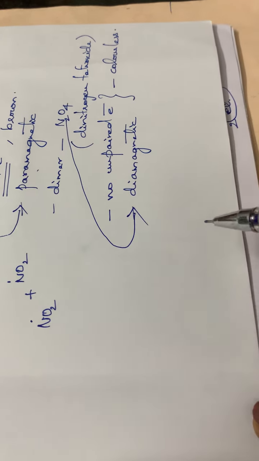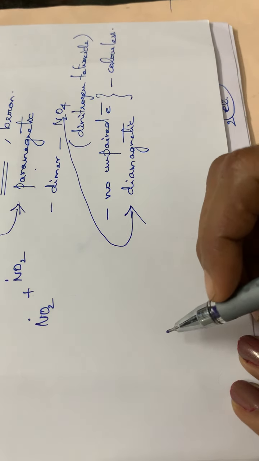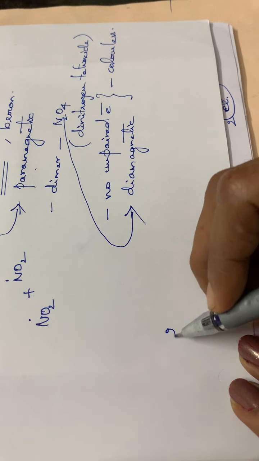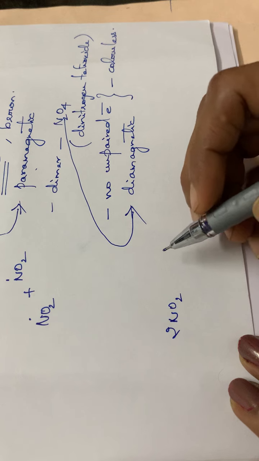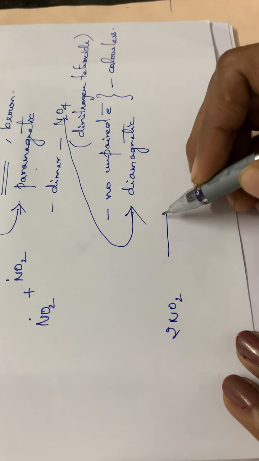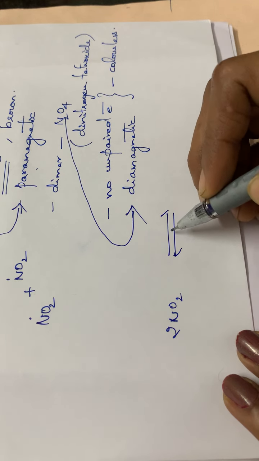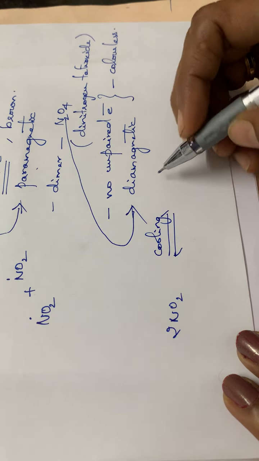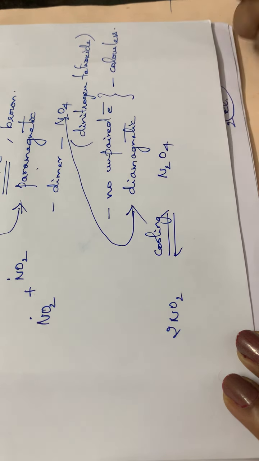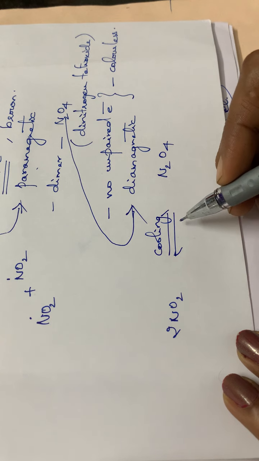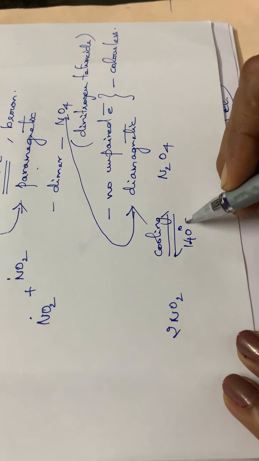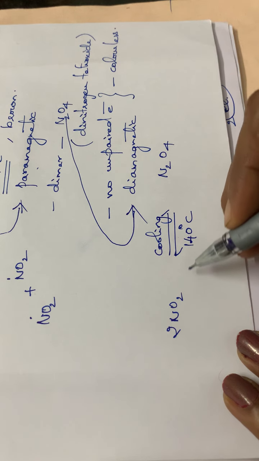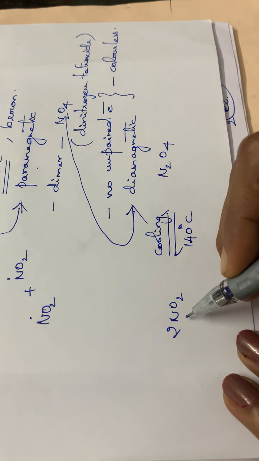Okay, then the equilibrium of these two molecules, that is NO2 and N2O4, will be like this. NO2 molecule, on cooling, we will be having N2O4 molecule. And again, N2O4 molecule on heating up to 140 degrees Celsius, that is the reverse reaction, we will be having NO2 molecule.